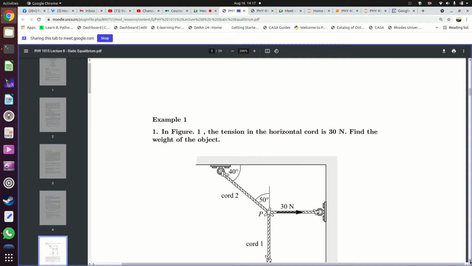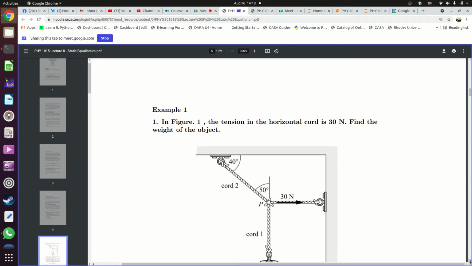So for example number 1, in figure 1, the tension in the horizontal chord is 30 newtons. So there is a force which lives in this chord, which is 30 newtons. Tension is basically a force which lives in a rope. We are told that the force in this particular rope, the horizontal one, is 30 newtons. Find the weight of the object. So how do you use that to find the weight of the object in this case?